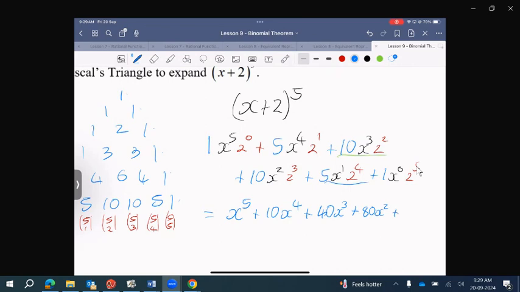And then we're on that one. What's that one going to be? Remember, 16 times 5 is the same as 8 times 10. 80x. And our last term, 2 to the 5, 32. So here is the expansion requested.